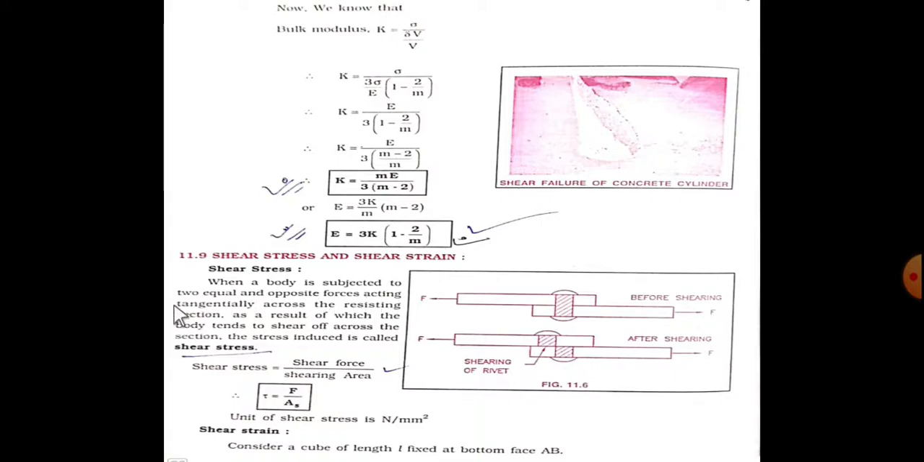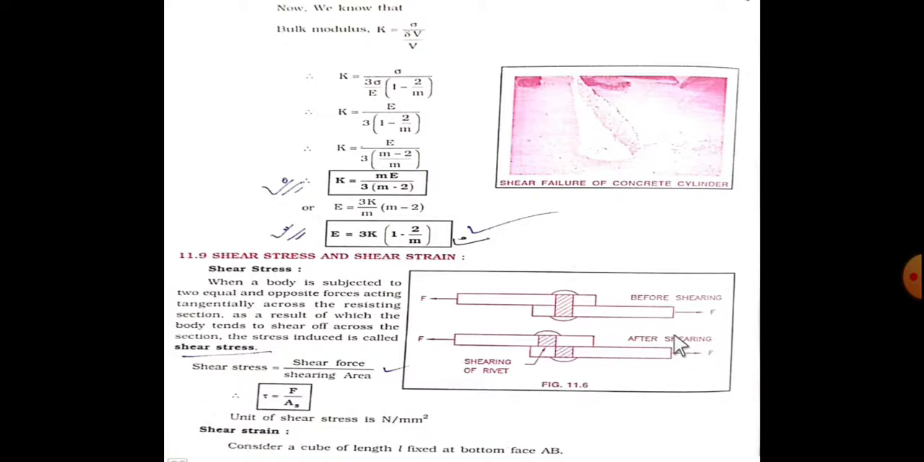When a body is subjected to equal and opposite forces acting tangentially across the resisting section, as the resultant the body tends to shear off, meaning cut off across the section, the stress induced is called shear stress. And the equation for the shear stress is equal to shear force upon shearing area. So tau is F upon A_S, and the unit is Newton per mm square.